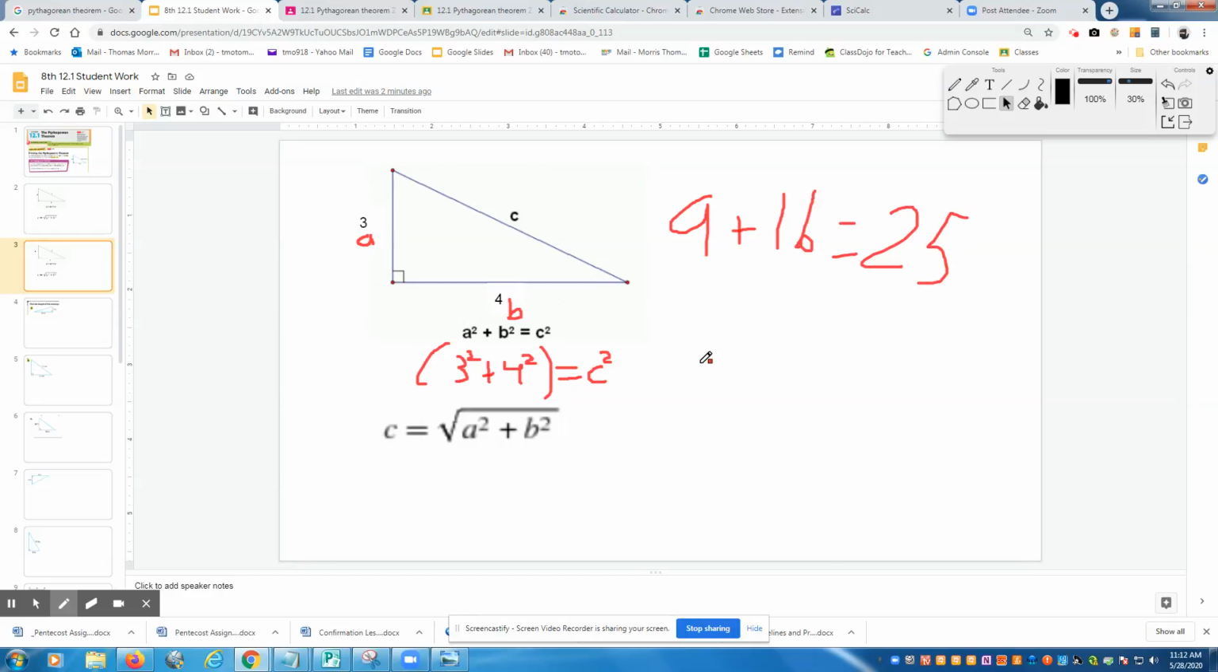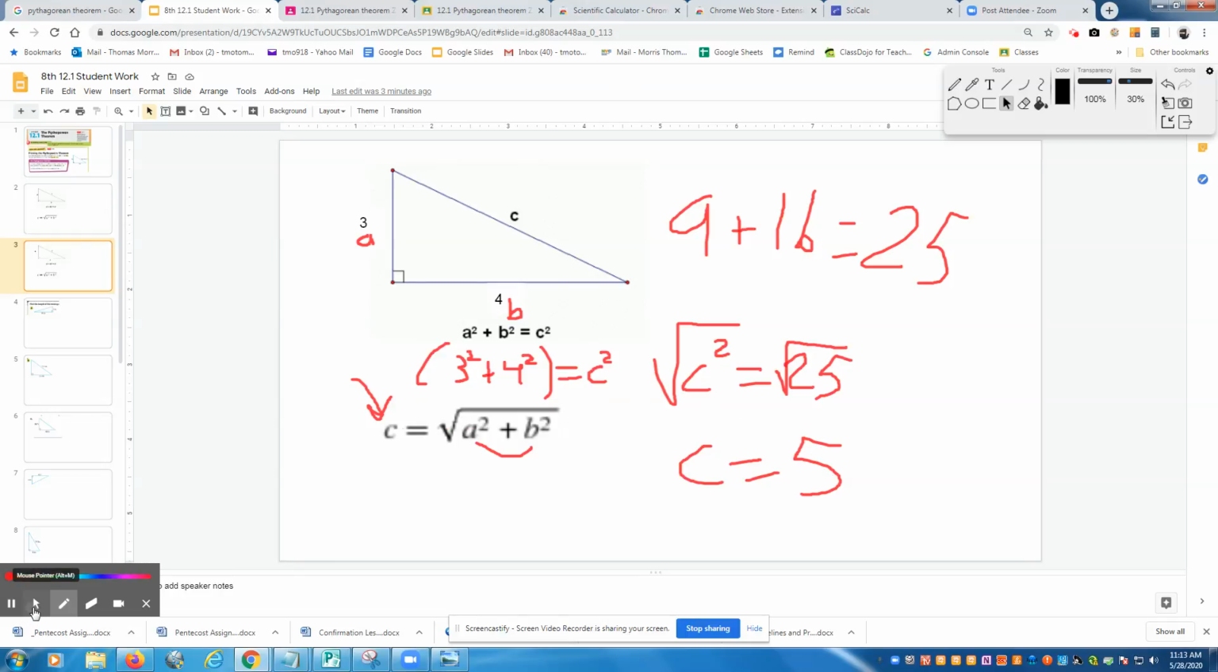All right, so this is how it's set up. So c squared equals 25. And now in order to get rid of my square, I need to then take the square root of both sides. All right, and once I do that, c will equal 5. All right, so that's, again, how you would solve for c isolated there: you sum them and then you take the square root to get there. So that's how you use the formula.